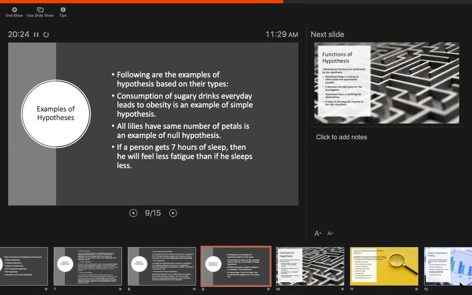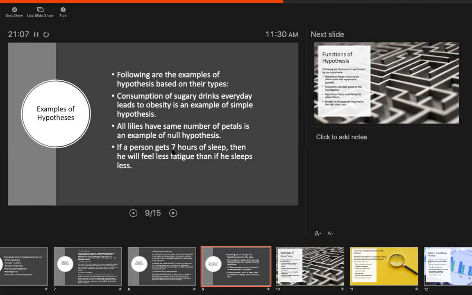Now I've quoted some examples also of hypothesis and their types. Consumption of sugary drinks every day leads to obesity is an example of simple hypothesis. One dependent variable, one independent variable. All lilies have same number of petals. It's an example of null hypothesis. I will re-quote it: lilies and number of petals do not have any relationship between them. This is an example of null hypothesis.